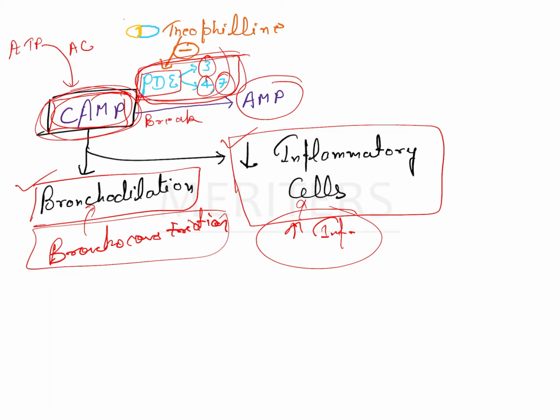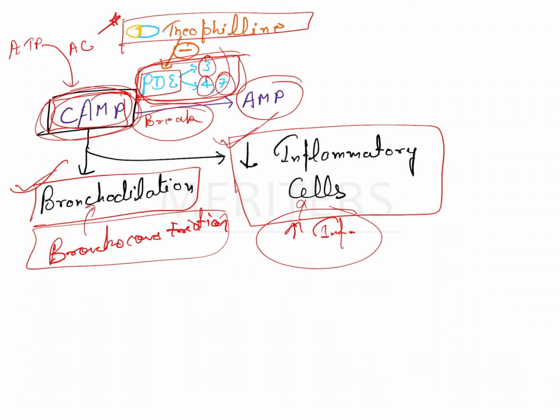Here comes the role of theophylline. Theophylline inhibits phosphodiesterase 3 and 4, and due to the inhibition of these, the cAMP is not broken down, and that performs the function of bronchodilation, and the inflammatory cells are decreased. So this is the whole reason why theophylline is given in the management of COPD and asthma.